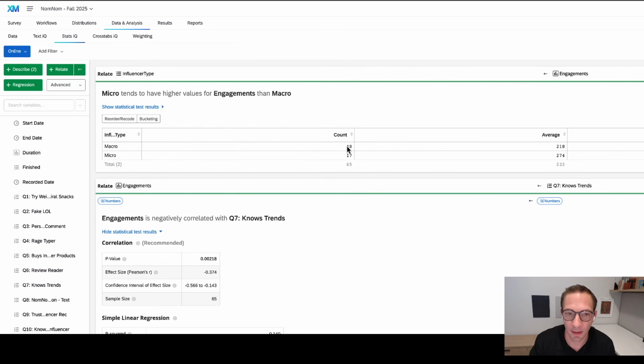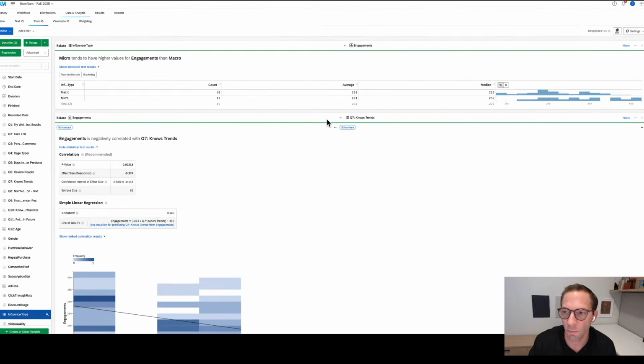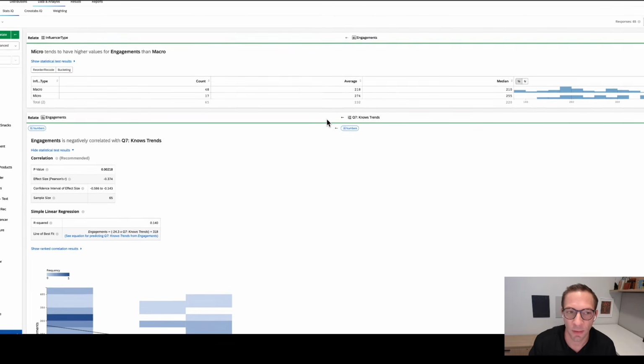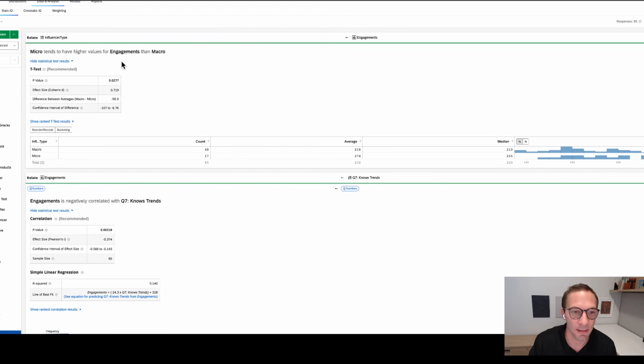And right here, I see it's going to tell me that micro tends to have higher values for engagement than macro. All right, and this is going to look very much like a t-test. Let me scroll out here a little bit so we can see everything there. Let's pop over here to see the statistical test. Here's my p-value, and then here are my averages. So you can see that micro is higher on engagements than macro, all right?